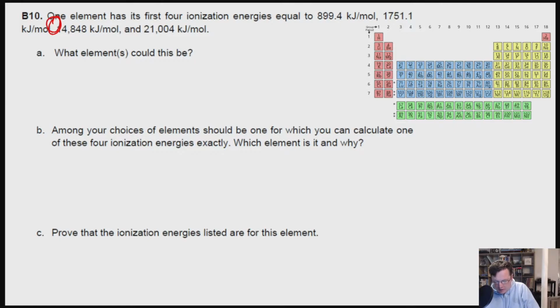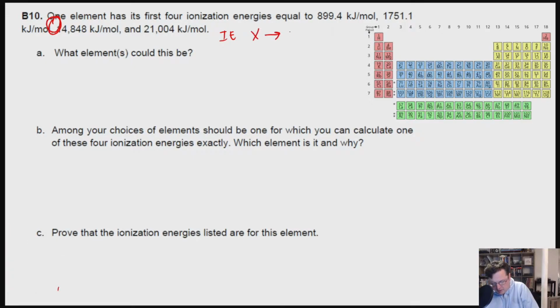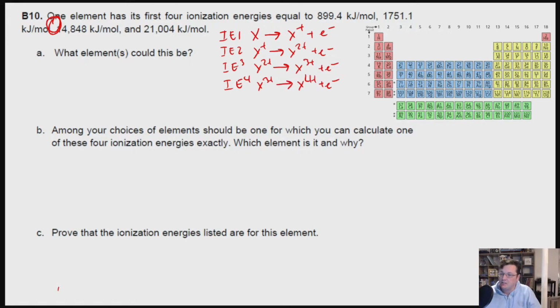So if we think about what it is that we're looking at, ionization energy 1 is going to be the equivalent of your atom, I'll just refer to it as X, not M, X turning into X plus, and you lose an electron in that case. Ionization energy 2 is then X plus being converted into X2 plus with loss of an electron. Ionization energy 3 is then X2 plus going to X3 plus and an electron, and then ionization energy 4 is X3 plus going to X4 plus and an electron in that case.